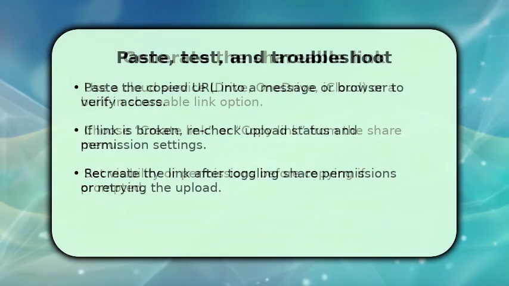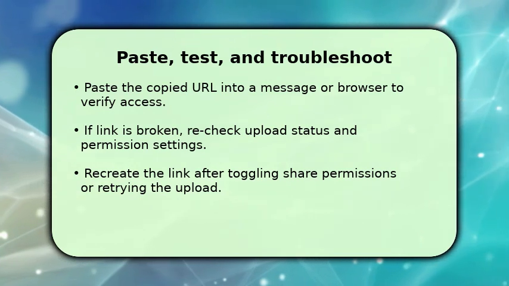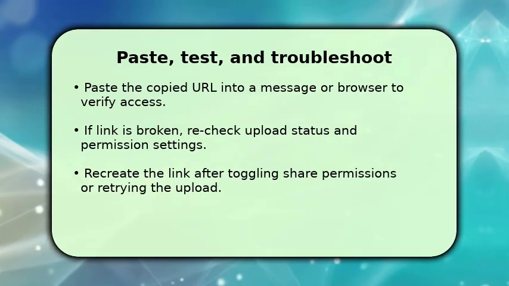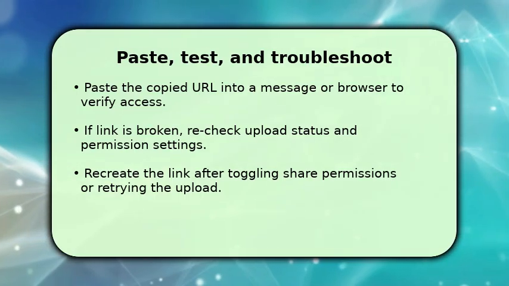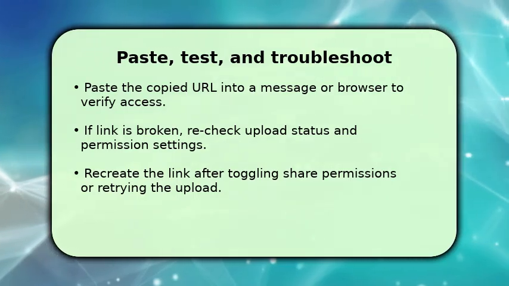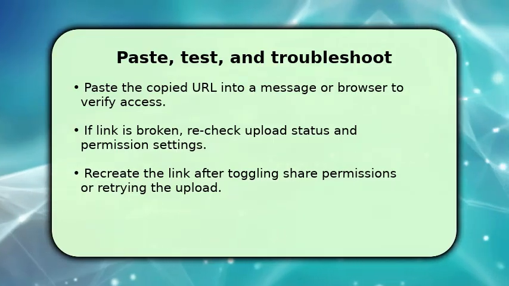Finish by pasting the copied URL into a chat or browser to confirm it opens the image. If it doesn't work, first confirm the upload completed and that permissions allow external access. Change to view only if sharing fails. If the link still breaks, delete the draft link in the cloud, re-upload the photo, and create a fresh link.